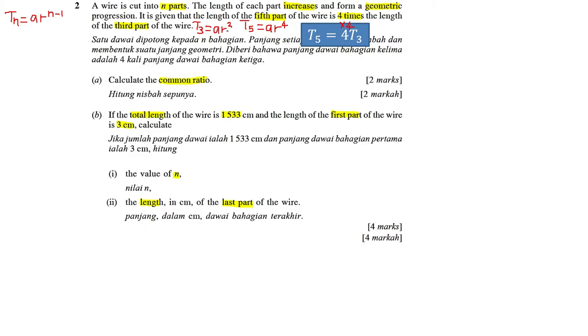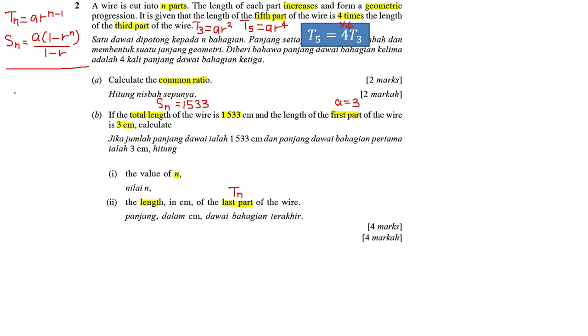Okay, let us look at the second question. Once the question uses the term total, you should understand this as your Sn. So this is our Sn equals 1533. We need to know the formula for Sn, which is a(1 - r^n) over 1 - r. You can also use a(r^n - 1) over r - 1, so they are the same. First part means your a is equal to 3. You can find the length of the last part of the wire, which is your Tn.